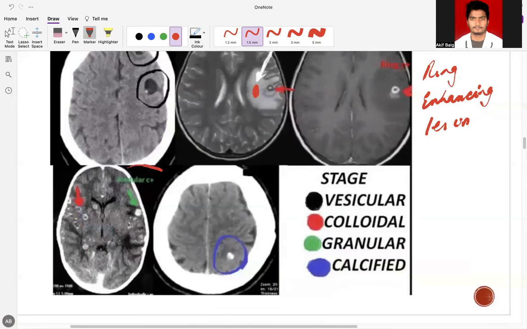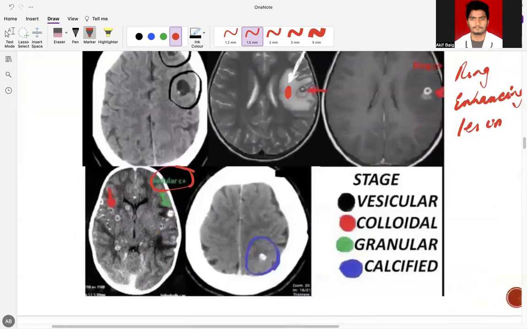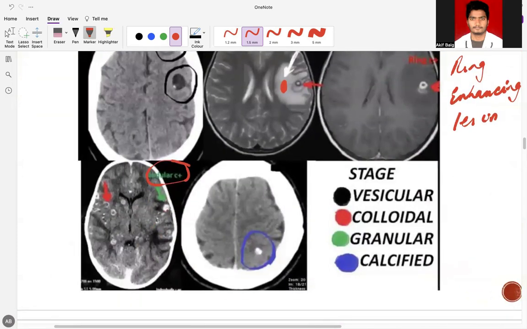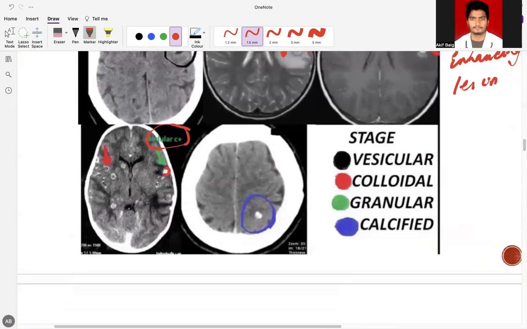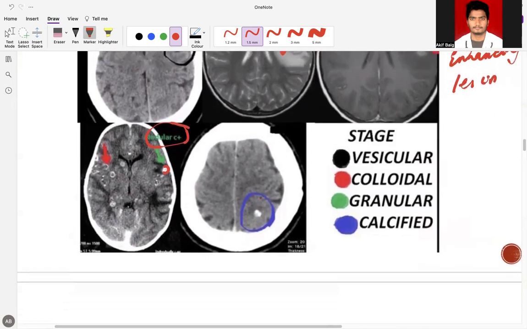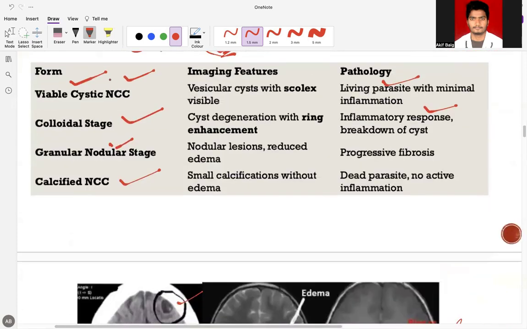It is called granular. That is the granular type of stage, stage 3, the granular nodular stage, where the edema is decreasing, and this is becoming more and more nodular. And the final stage is that there is complete disappearance of the edema, and this is called calcified. You can see the calcified white opaque, that is, hyperdensity opaque can be seen, which is the calcified stage. So 4 stages come to be: first, the viable cystic stage, where there is a live scolex.